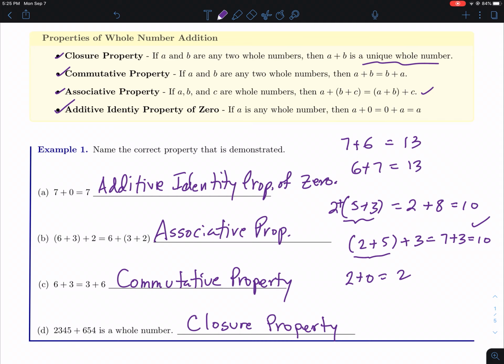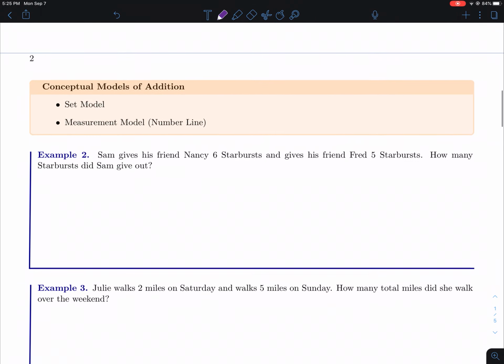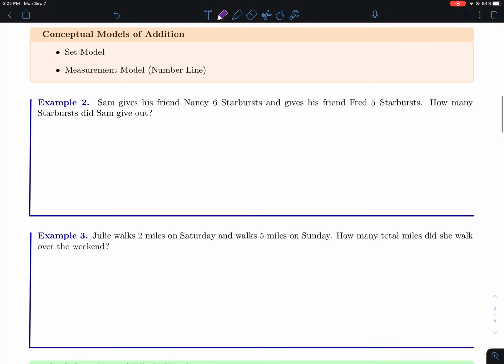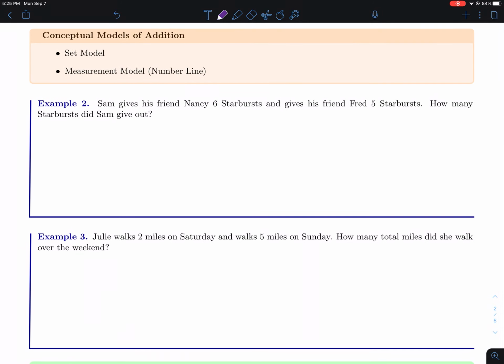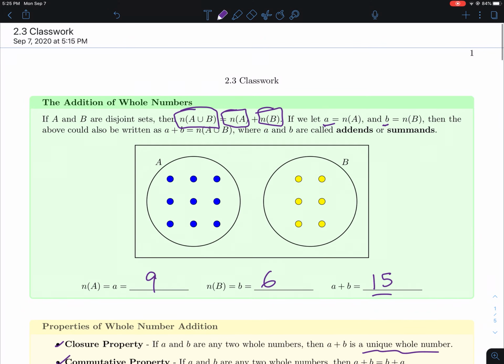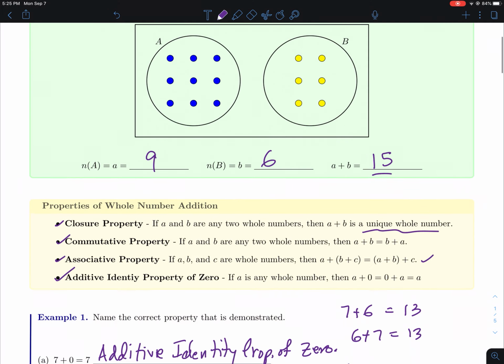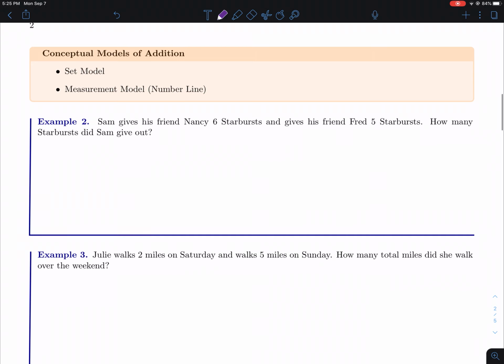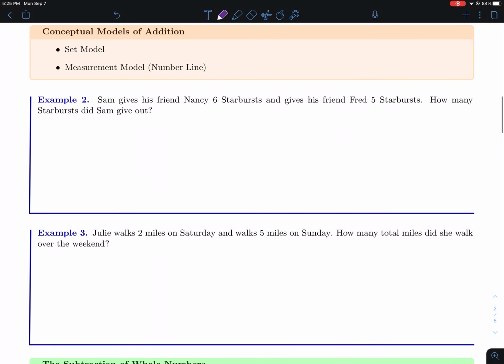So, all right, let's get into some of the addition properties or models of addition. In this case, we're going to talk about two different models of addition. The set model, which was actually demonstrated in that green box, is basically what the set model looks like. The other one you might be familiar with is the measurement model, or using a number line to add things up. So let's look at example 2. I'm going to demonstrate each model, and then there'll be a bunch for you guys to practice.